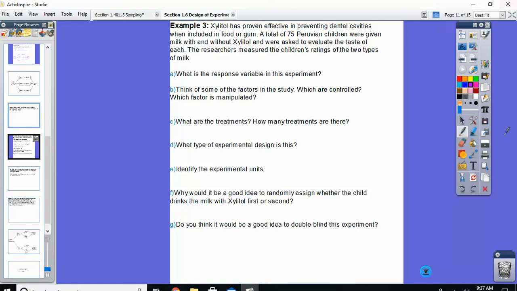So looking at an example here. Xylitol has proven effective in preventing dental cavities when included in food or gum. A total of 75 Peruvian children were given milk with and without xylitol and were asked to evaluate the taste of each. Researchers measured the children's ratings of the two types of milk. So my response variable here, the thing we are measuring, is the rating of the milk.